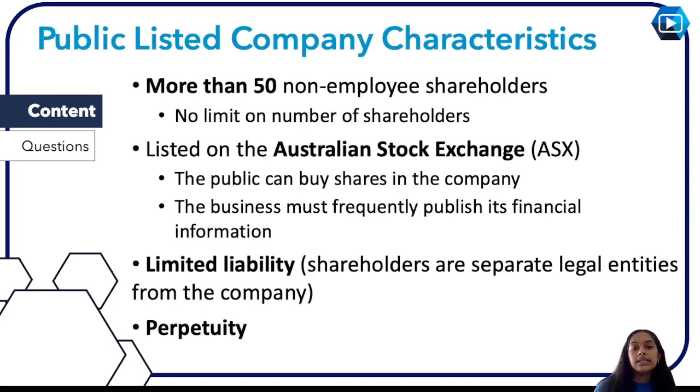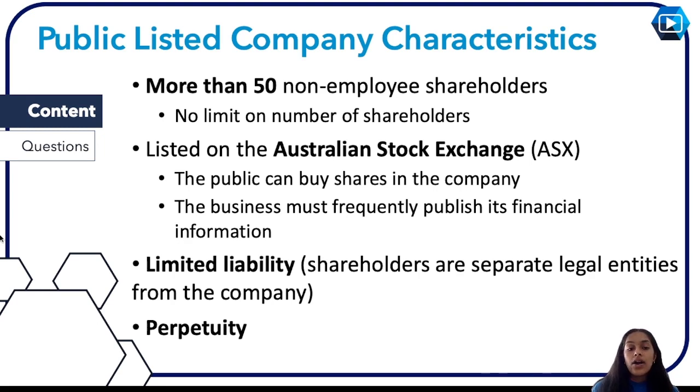Then we have a public listed company. This is where you have more than 50 non-employee shareholders. There's no limit on the number of shareholders now. With a private limited company, you could only have between 1 and 20, but with public listed companies, really, it's unlimited. It's just more than 50.